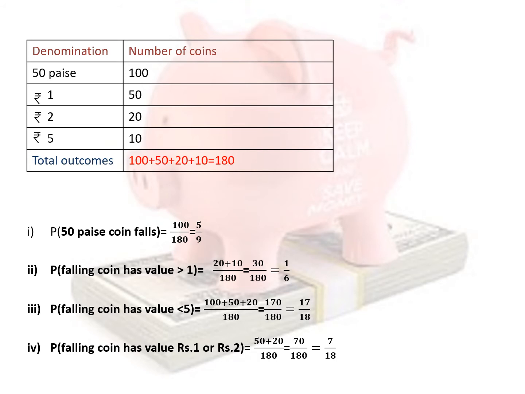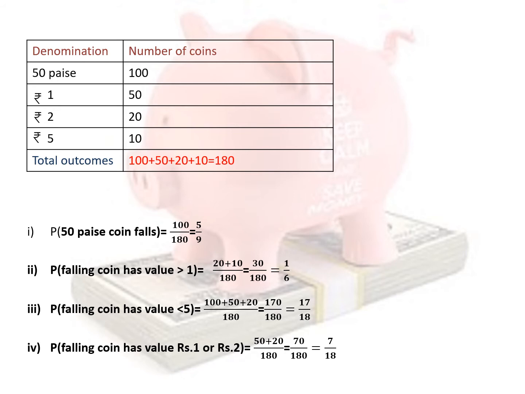Now in the first part they are asking you to find out the probability of a 50 paise coin. As 50 paise coins are 100 in number and total are 180 in number, so probability will be 100 upon 180, which is nothing but 5 by 9.